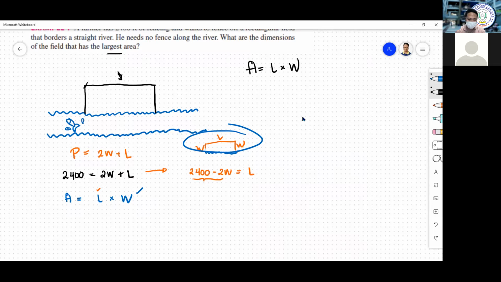So do this. Area equals 2,400 minus 2W, and that's multiplied, so times W. Agree? And then from here, to make it easier to get the derivative, we don't have to use the product rule because it looks long. We're just going to distribute the W first, and then from there we are going to get the derivative.